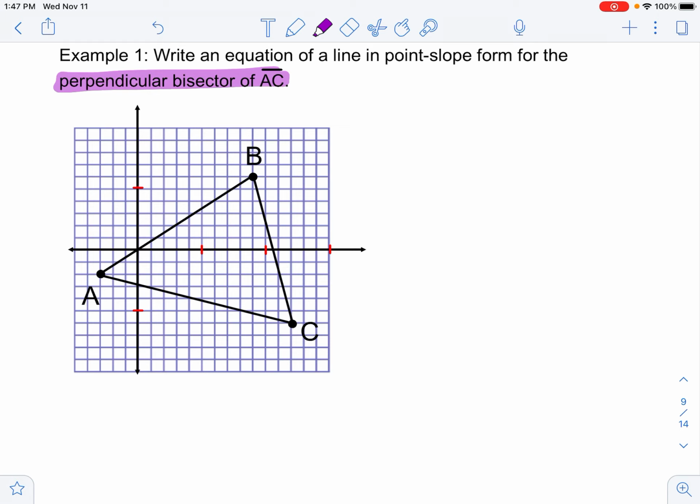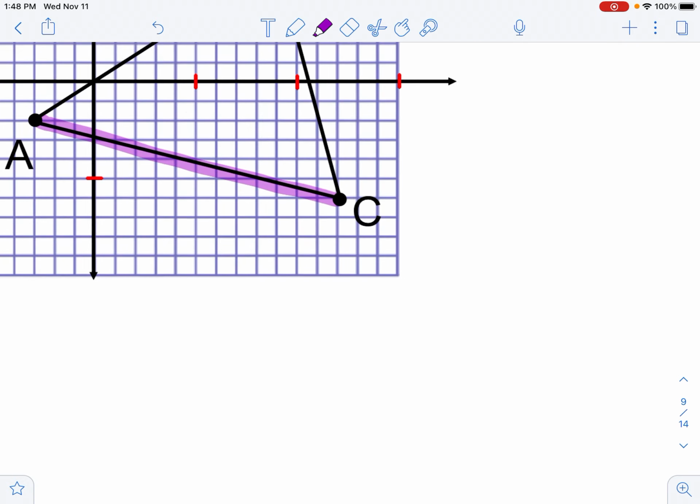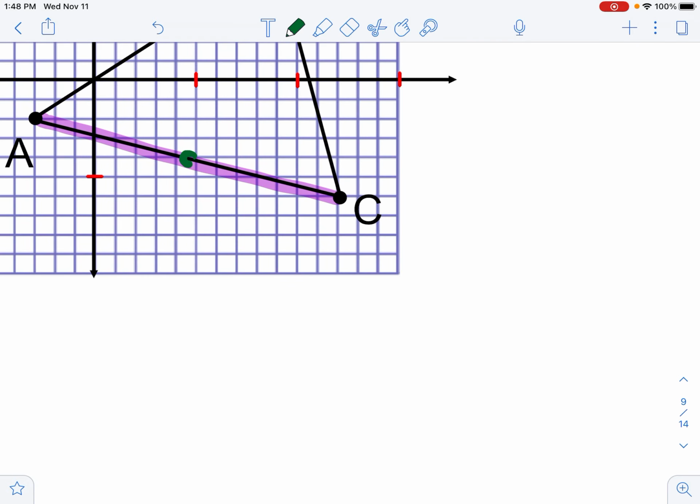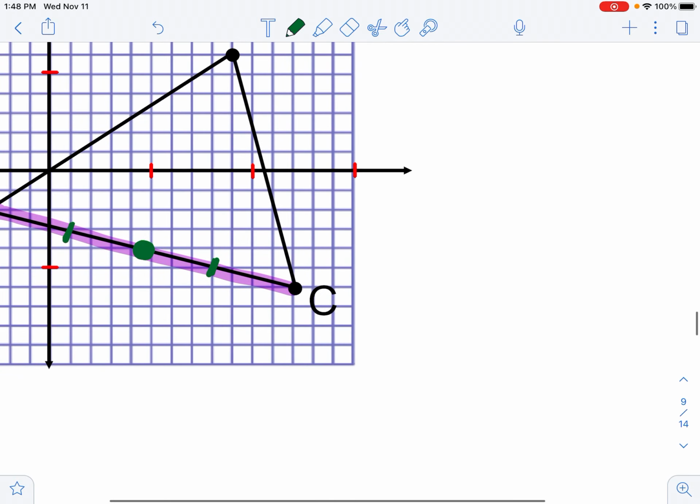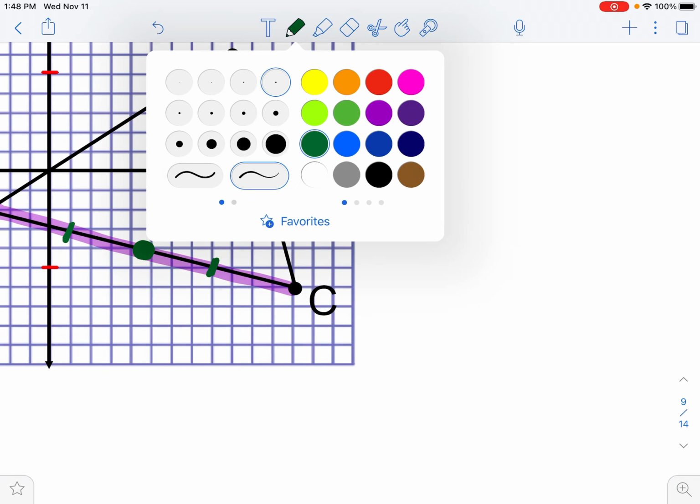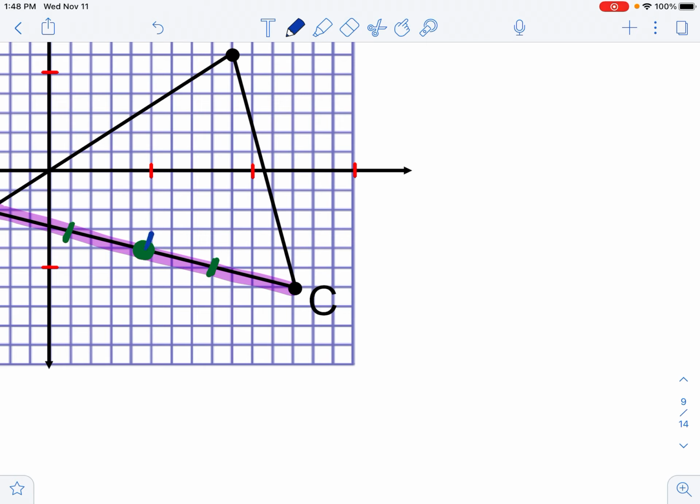Do I have a perpendicular bisector drawn right now? No, so let's draw one. So I'm going to bisect AC perpendicularly. So here's AC. I want to bisect it. So I'm going to put a point right in the middle, two congruent segments. Now I'm going to draw in the perpendicular bisector because I haven't done that. Remember, it has to be perpendicular.